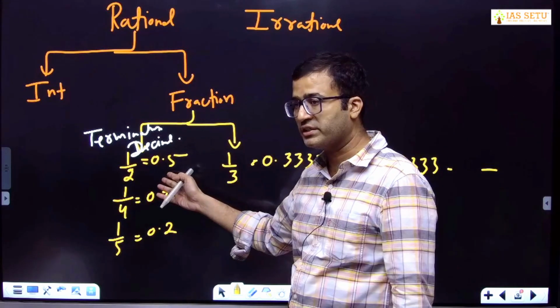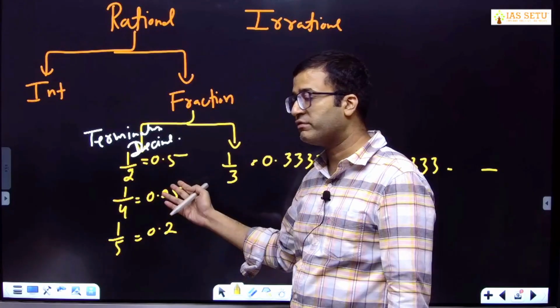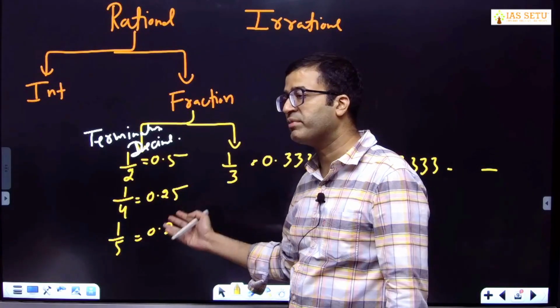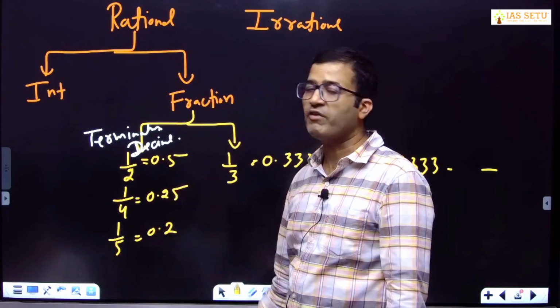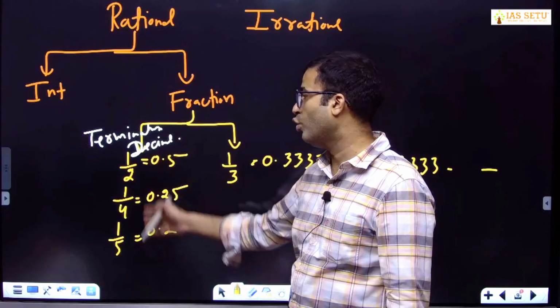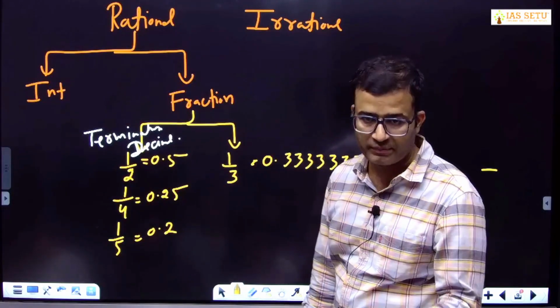Here there is 1 digit after the decimal. There are 2 digits after the decimal. There is 1 digit after the decimal. Maybe there are 3 digits after the decimal, or 5 digits after the decimal. So all these types of decimals are called terminating decimals.